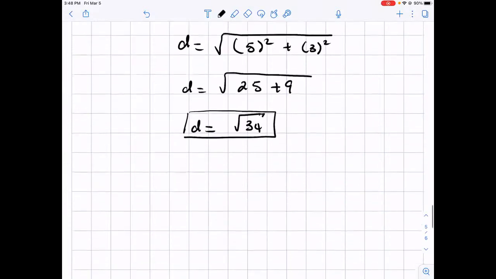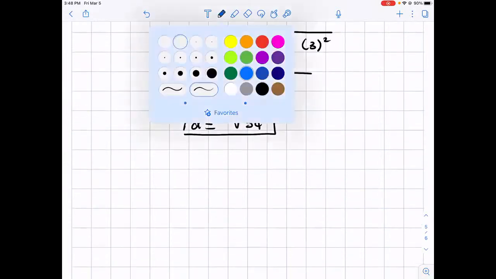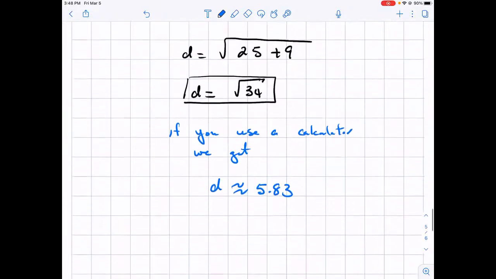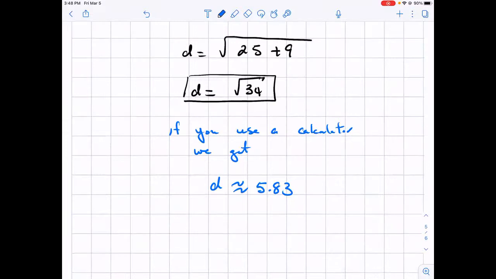You can use a calculator, okay? If we use a calculator, we get d is approximately 5.83 if we round it to 2 decimal places. So we can use this to help us find distance.